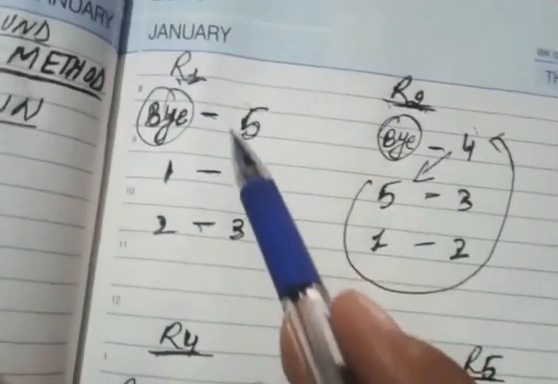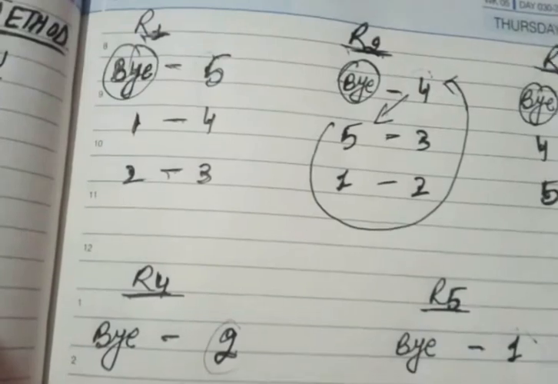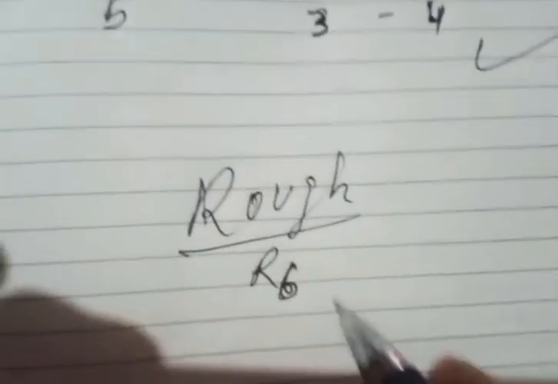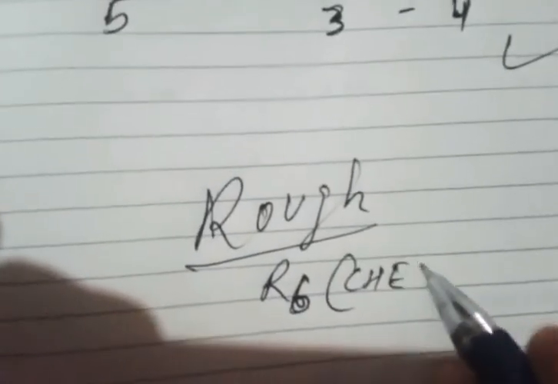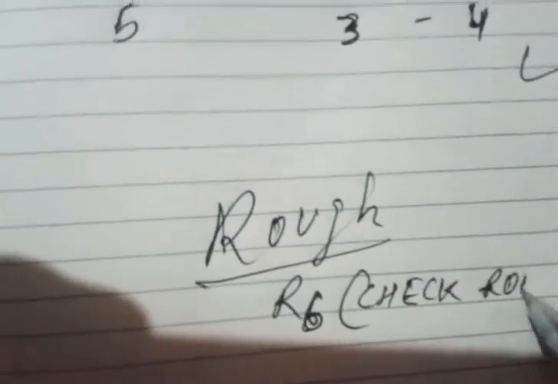As you can see, every team is getting a bye only once in this tournament. In round 1 team number 5 gets a bye, in round 2 team number 4 gets a bye, in round 3 team number 3 gets a bye, in the 4th round team number 2 has a bye, and in the 5th round team number 1 has a bye here.